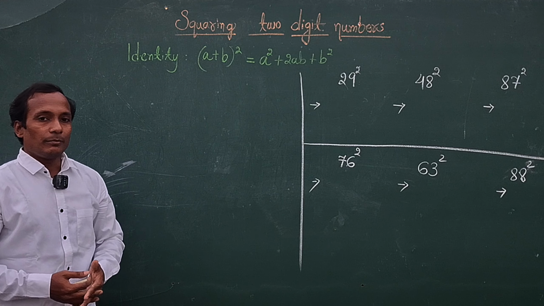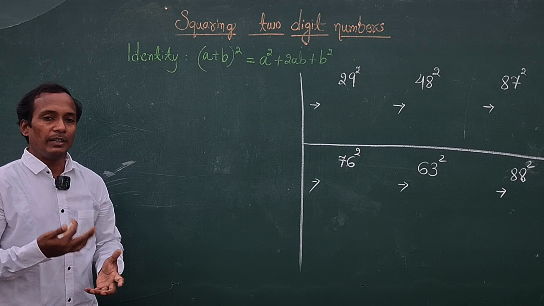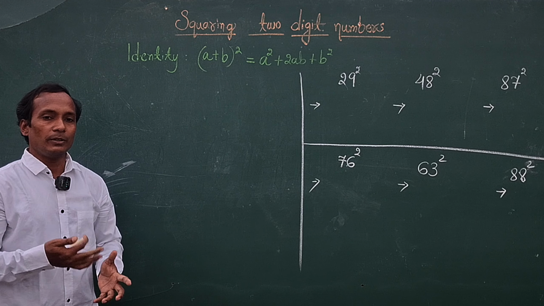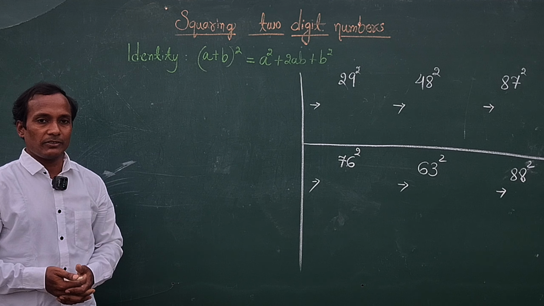We can square two-digit numbers in different ways. Do you know what square numbers are? There are many perfect squares from 1 to 100. How many perfect squares do you know? There will be 10 perfect squares.